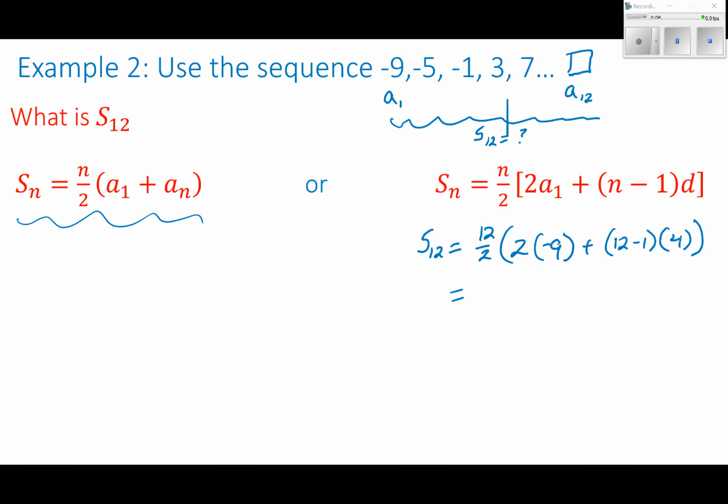When I work all of this out, I end up having 156. So the sum of the first 12 terms in this sequence I can find is 156, without even knowing what that 12th term is.